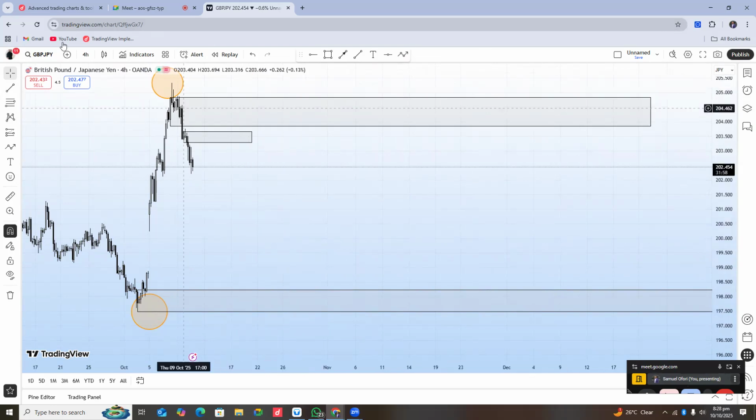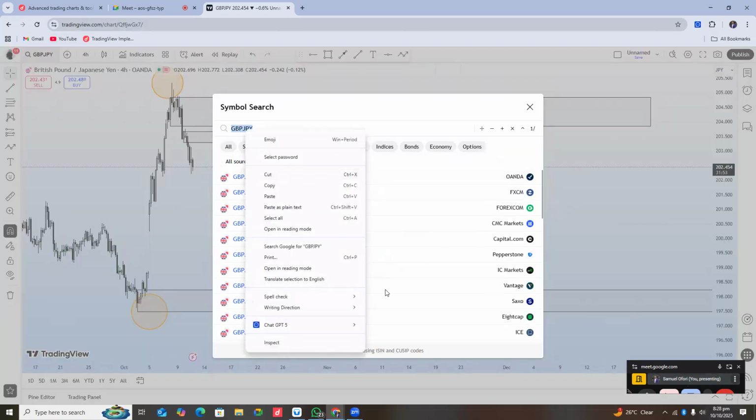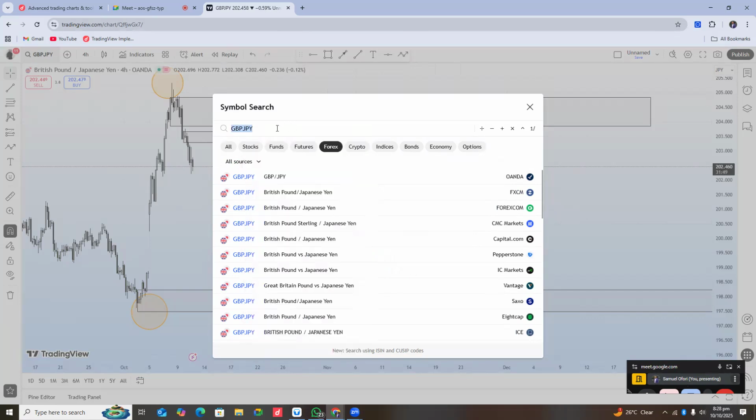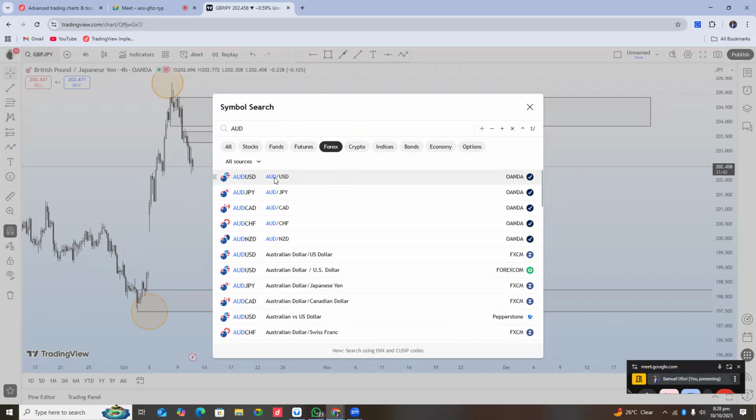All right, so let's look at the third one. We are almost through. Then if you have any question, you can bring it. So I have AUD USD here, AUD USD.